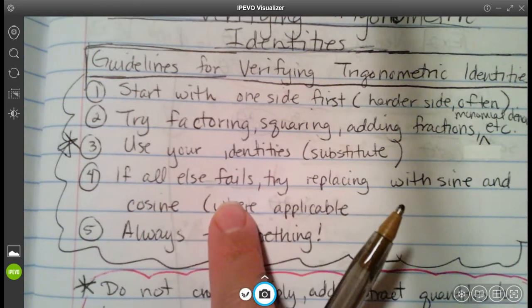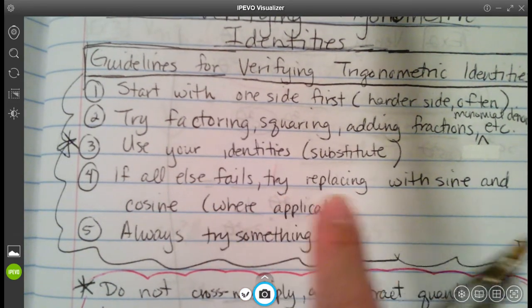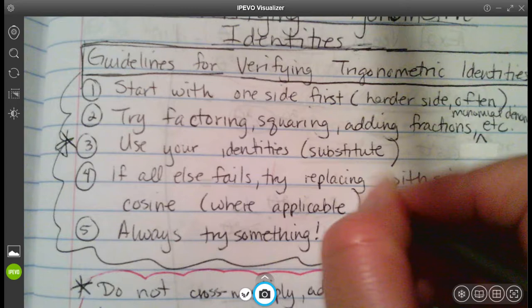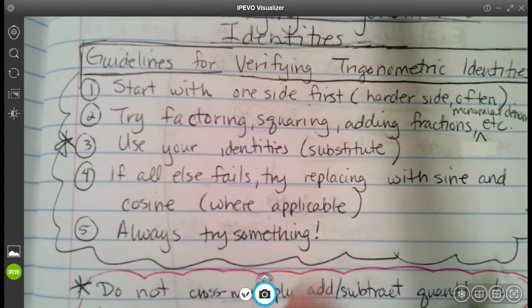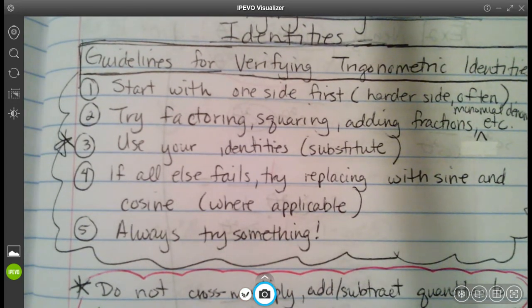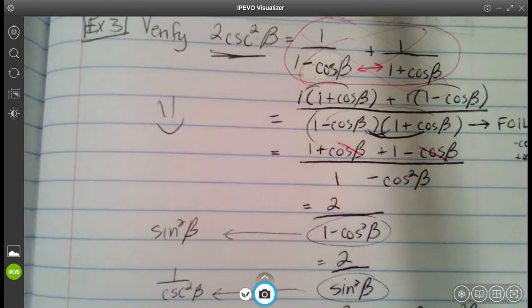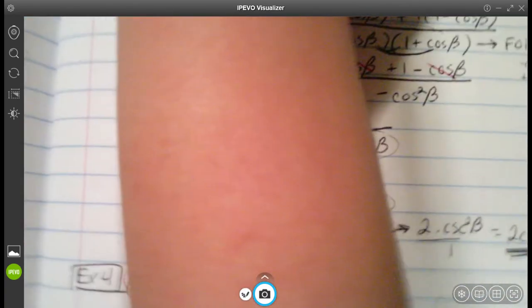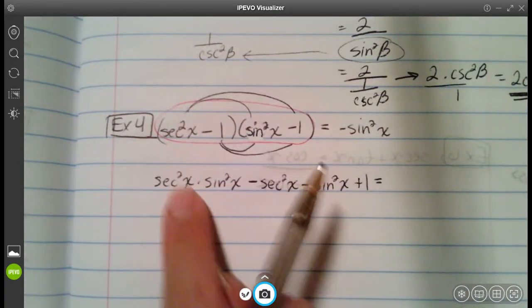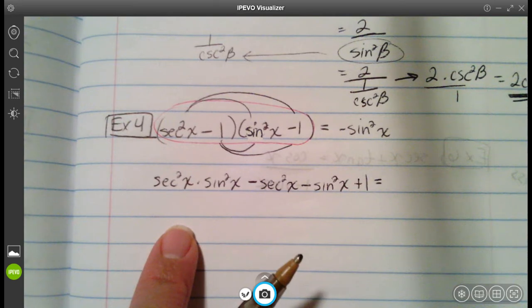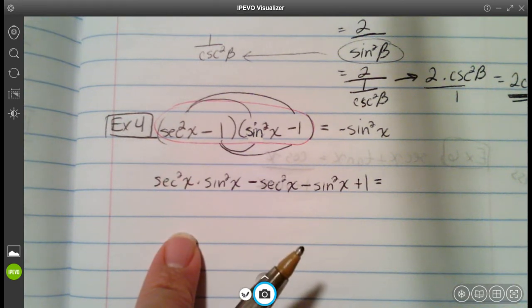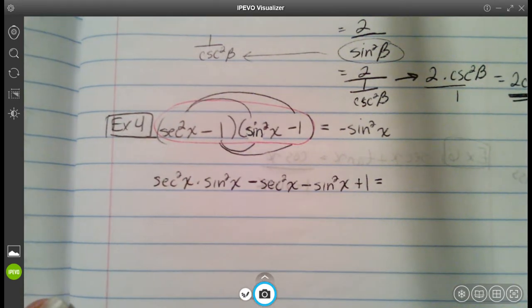If all else fails, replace with sine and cosine where applicable. Always try something. So if you try something and it doesn't work, try something else. I think that's what's going to happen with this one because I don't see anything that I can really do with these. I mean, I can change them to sines and cosines, I guess. I can do 1 over cosine. I mean, yeah, let's try it. Why not? Let's try it.